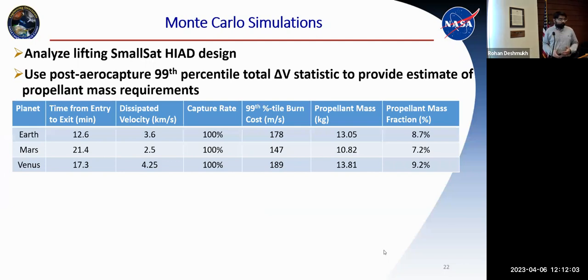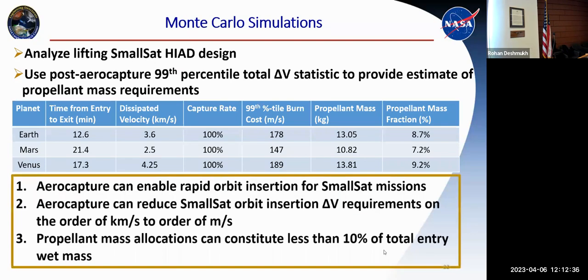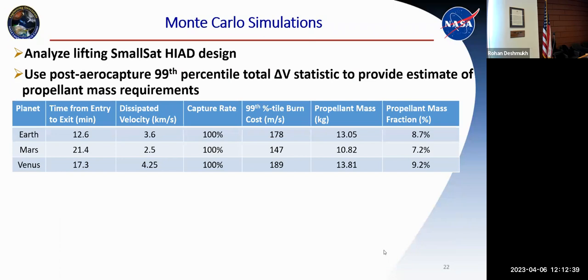So using these SmallSat HIAD designs, some aerocapture analysis was done. This was just to give a preliminary look into what performance this SmallSat HIAD design would have for an aerocapture mission. I have here just a quick summary table of some of the results. If you think as a SmallSat mission designer, we can basically achieve orbit from entry to exit on the order of a few minutes with aerocapture. Likewise, the amount of velocity that can be dissipated is on the order of kilometers per second.